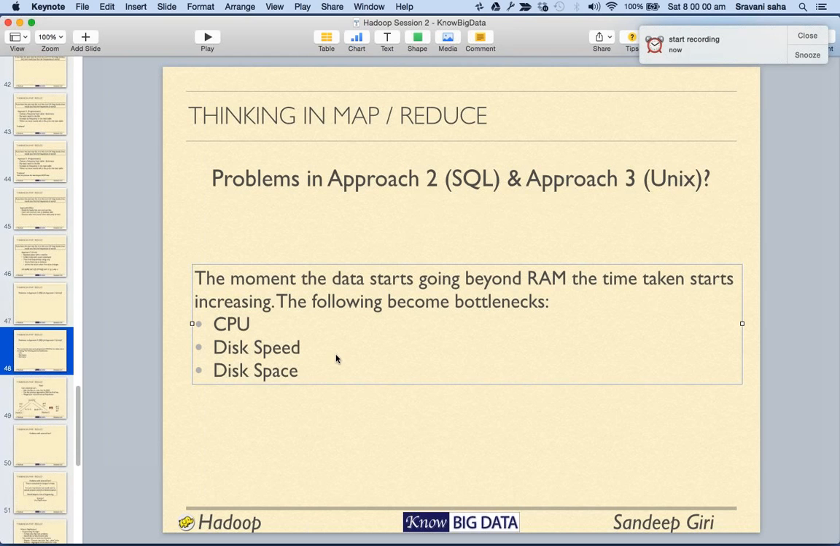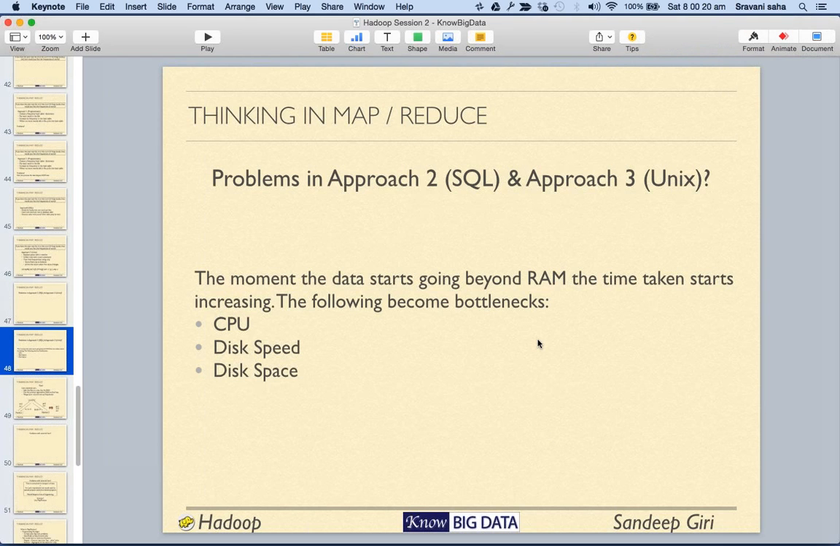So all right. So approach number two and approach number three. Although the RAM is no longer an issue, the moment the data starts going beyond RAM, the following becomes bottleneck. And the things that become bottleneck are CPU, disk, disk speed, and disk space.